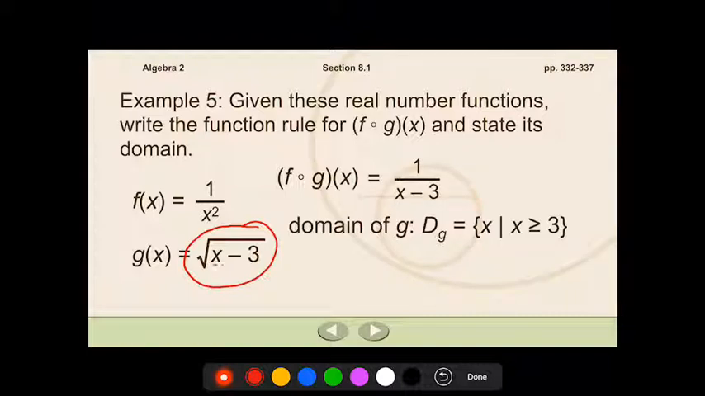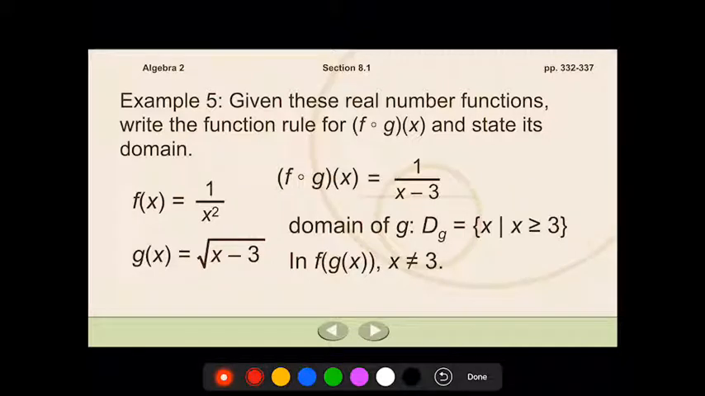Because 3 minus 3, you guys know you get 0, and the square root of 0 is 0. But if I put a negative, or if I put a 2 in there, that would be 2 minus 3, which would give me -1, which we cannot have, an imaginary number, in this particular concept. So you have to state the domain of the g function. And then finally, in the f of g of x function, this x here cannot be 3 because that would give us a denominator of 0.